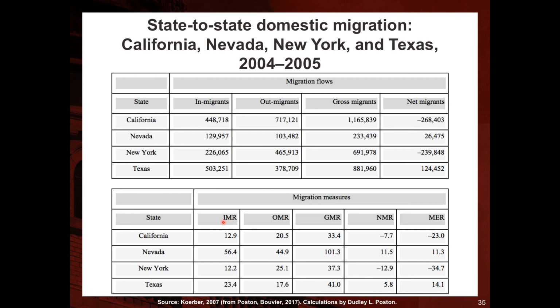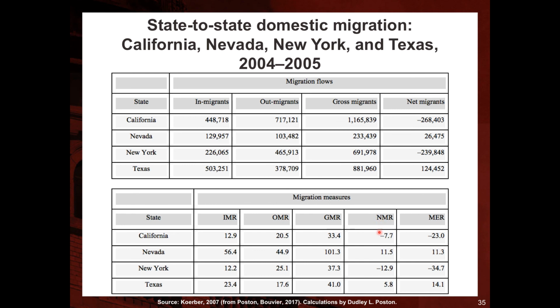And in terms of the in-migration rate, out-migration rate, gross migration rate, net migration rate, and migration efficiency ratio, these are the results for these states. So the in-migration rate for California was 12.9 per thousand, and the out-migration rate was 20.5 per thousand, considering the population, the denominator, the population of California. The in-migration rate plus the out-migration rate equals the gross migration rate, so it gives us an idea of the overall flow of people coming in and out of that state.